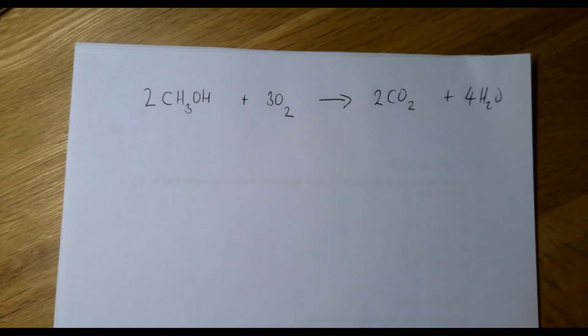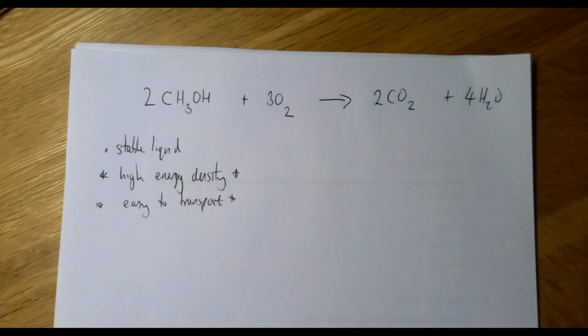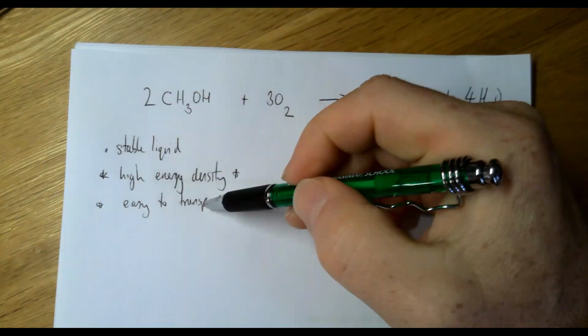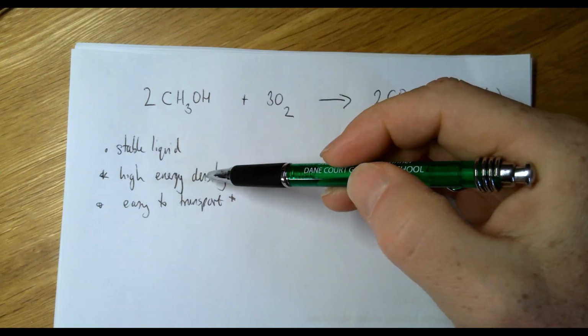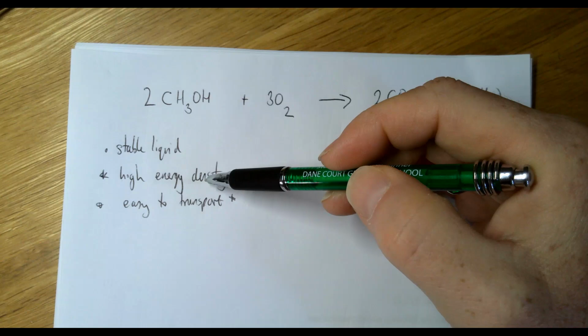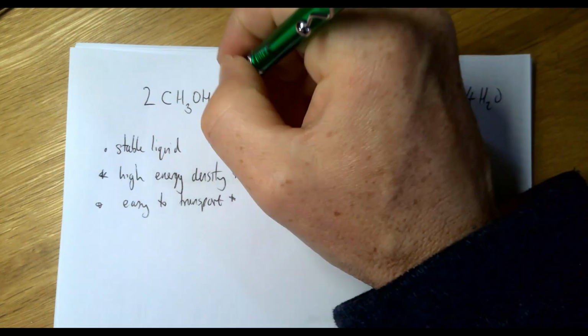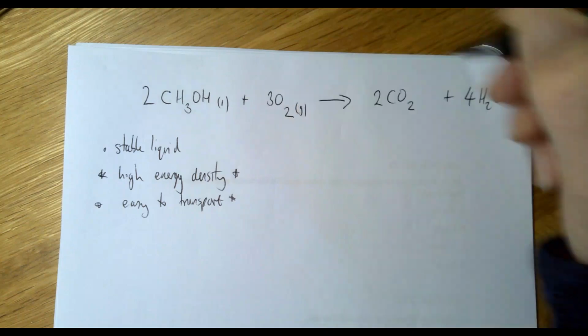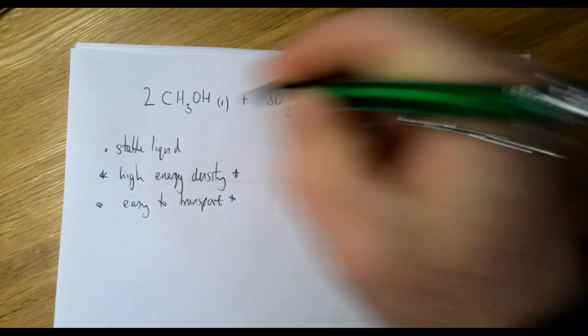We're going to start with the pros and cons of this. One of the big pros of using methanol as an alternative fuel to hydrogen is that methanol is a much more stable liquid at normal environmental conditions. It has a high energy density and it's easy to transport. I'll make a note of those things. I've seen the high energy density point quite a lot in books and notes when preparing for this. So really the high energy density of the methanol is a key thing.